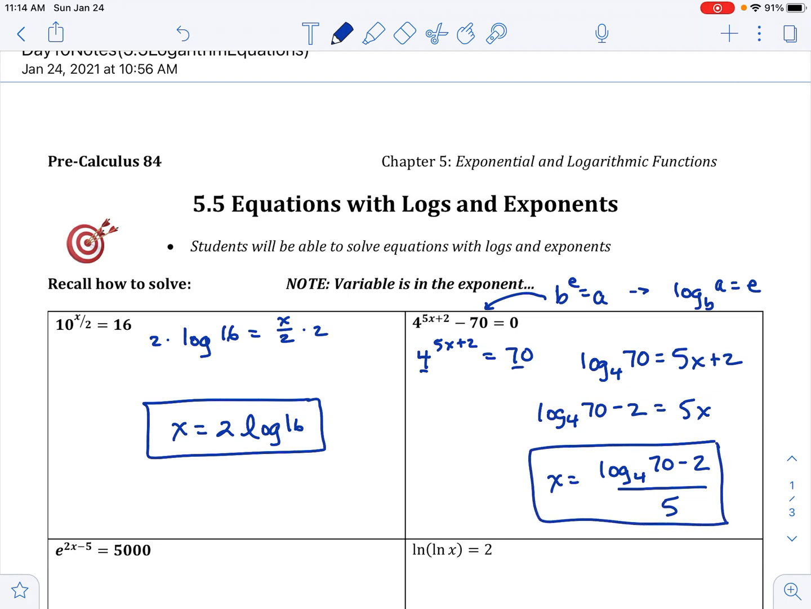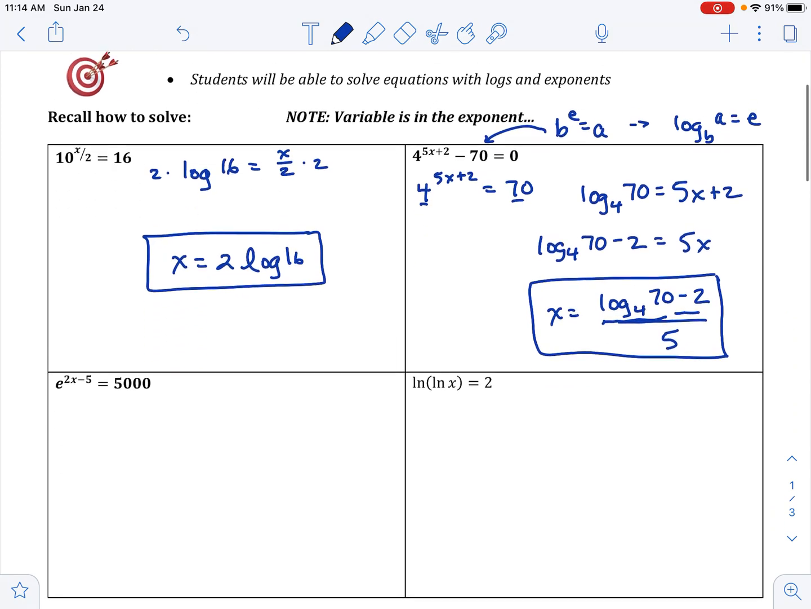Okay? Another way to look at why these two don't actually subtract is because, remember, log base 4 of 70 is a number. So it's like an operation. You have to do that before, okay, you can subtract the 2. So always going back to order of operations.